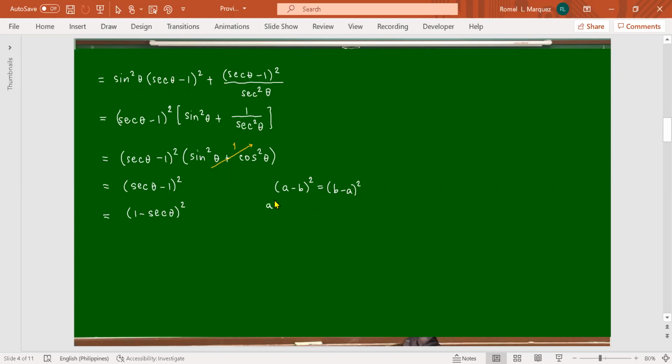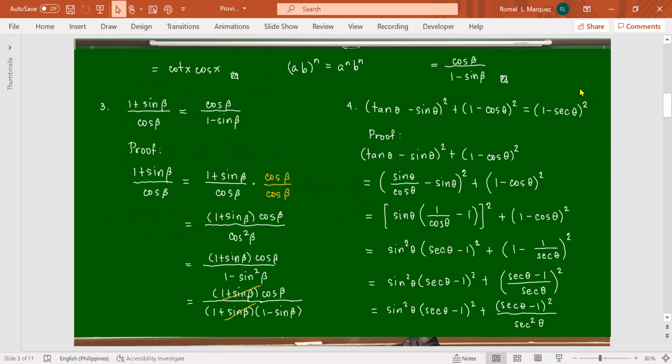Actually, you can expand, no, to really show that they are really equal. b squared minus 2ab plus a squared. Okay? Only the arrangement of the terms is the difference, na? But they are equal. Okay? So secant theta minus 1 quantity squared is the same as what? 1 minus secant theta quantity squared. Okay, so we're done. So that's what we want.